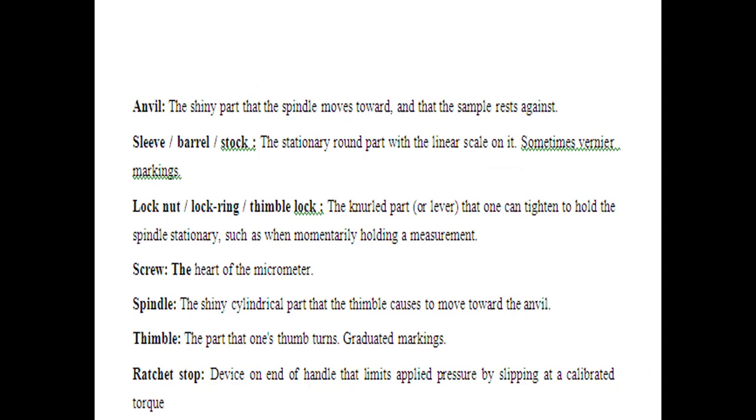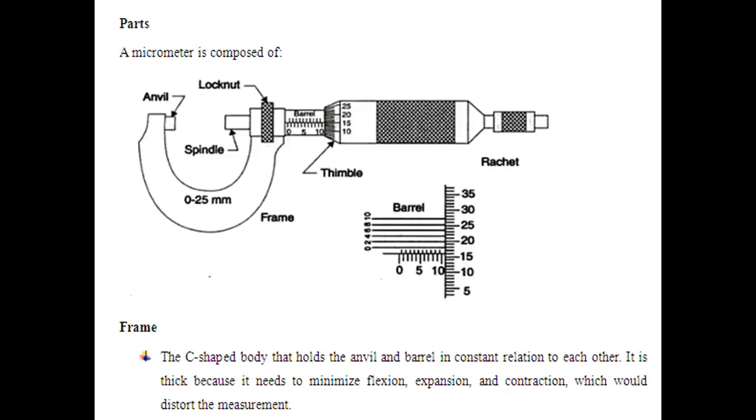The purpose of the ratchet stop is to limit the applied pressure when we are turning the thimble scale in order to contact the job between the two anvil ends. The ratchet stop indicates the limiting pressure to tighten or grip the job for performing the measurement between the two dead ends. See in the picture, you can notice these are the two dead ends. In between the two dead ends, the material will be placed. And this one is the ratchet stop.